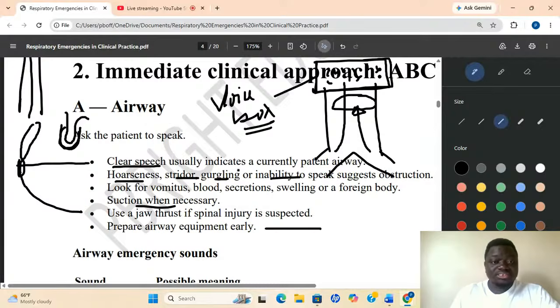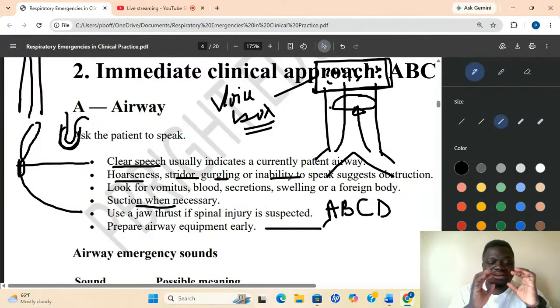So airway equipment, what are the things in airway equipment preparation? The ABCD is very important. So the A, what will keep the airway open? Equipment that will make the airway open: the oropharyngeal tube, the nasopharyngeal tubes, the ET tubes, and the LMA. Yes, these are the things that will keep the airway open.